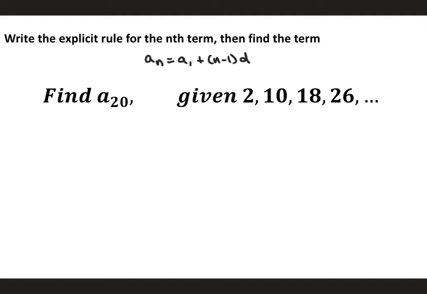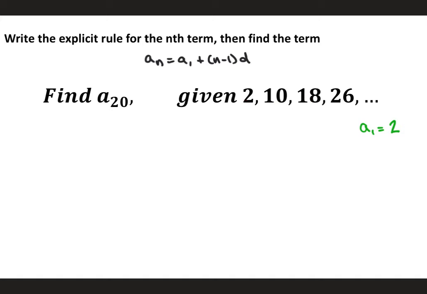So let's go ahead and try to identify our two things. When we're writing an explicit rule here, we need the two things, the first term and the difference. So let's go ahead and identify them. Here we just look at the pattern. It starts and it says given, and that's our first term, 2. So our first term here is 2. It then says, hey, the pattern goes like this. The pattern goes 2, 10, 18, 26.